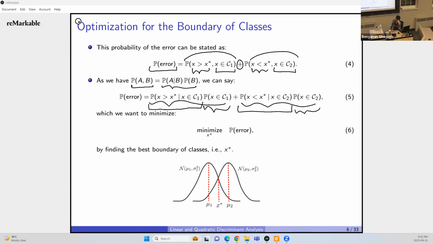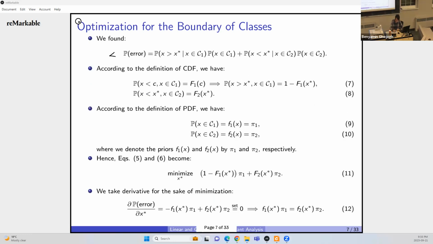By the way, this is called likelihood or class conditional. This is the prior of the classes. Okay. We want to minimize this probability of error with respect to X star. So my optimization variable is X star, right? So we had this.